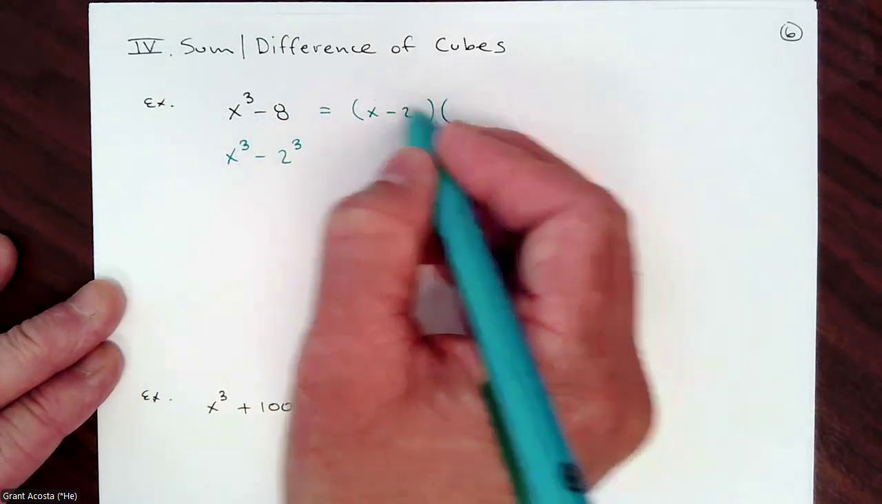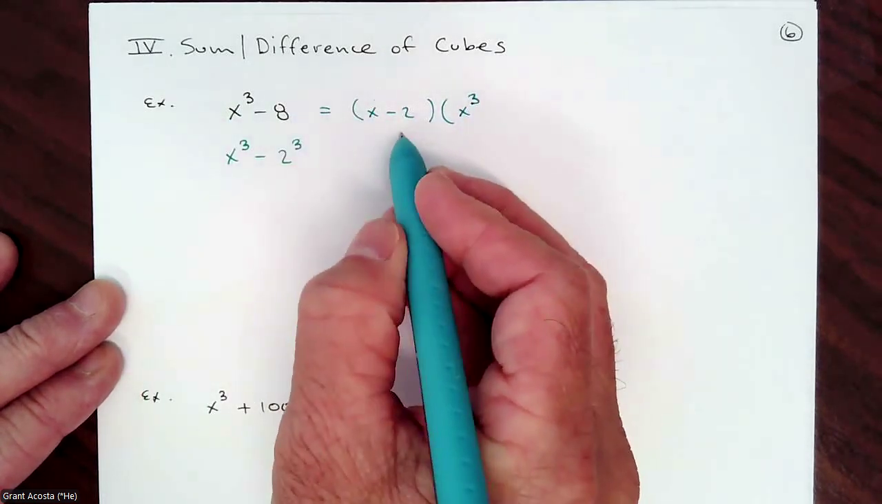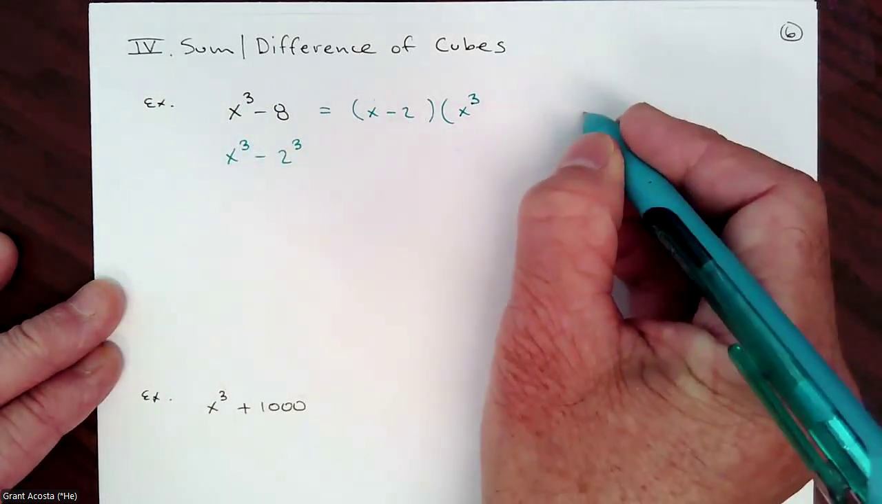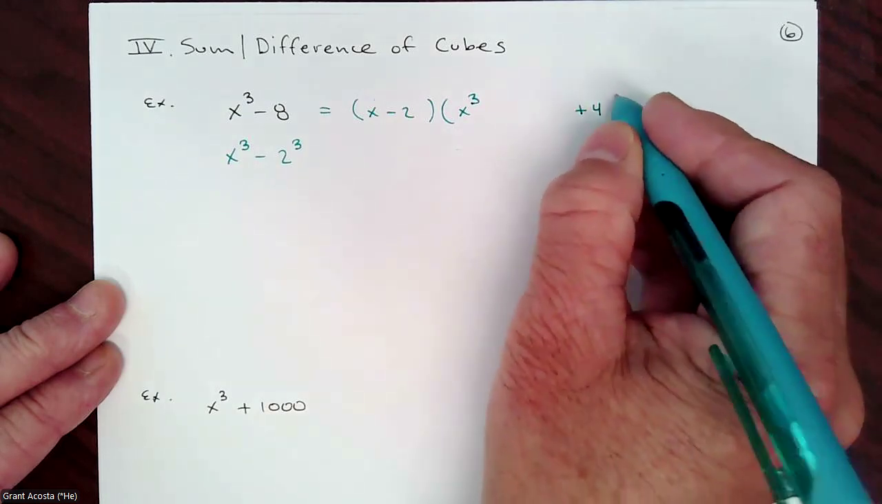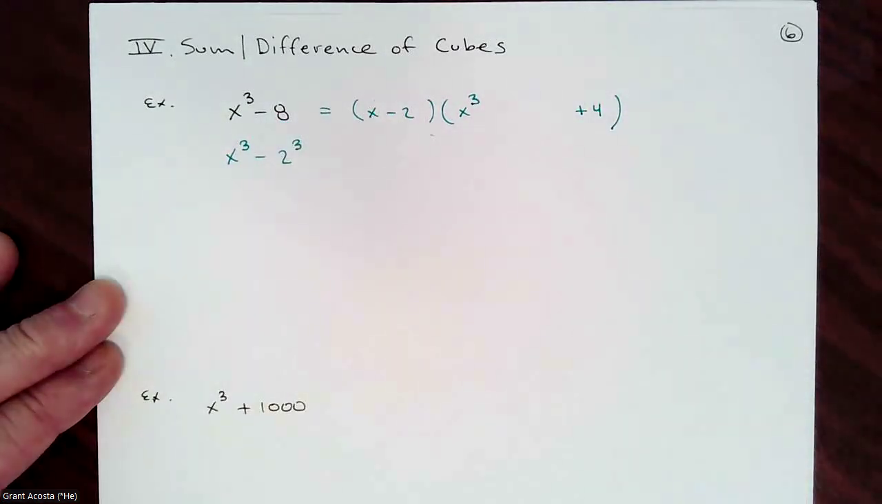What would I multiply x by to get me to x cubed? It's going to have to be x cubed. I also have to multiply -2 by something to get -8. So what would that have to be? That's going to have to be +4. -2 times +4 gives me -8.